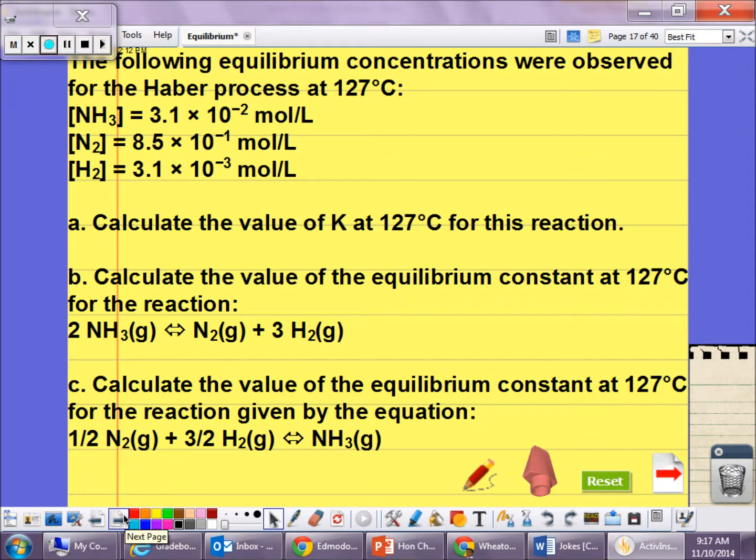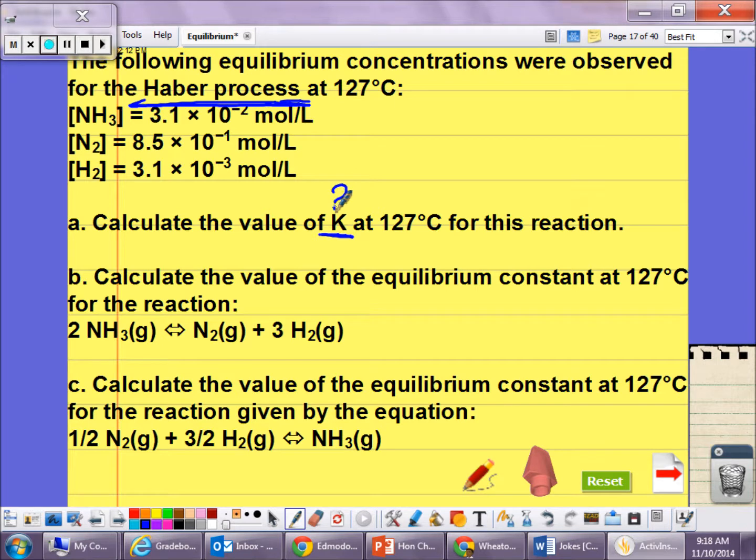So if you can pull out your calculator right now, please, and then help me. Let's solve this problem. The following equilibrium concentrations were observed for the Haber process. I need for you to get used to this. Haber process is the formation of ammonia from nitrogen gas and hydrogen gas. Whenever they tell you the Haber process, it is that equation. Now, they did not even give me the equation. They say calculate the value of K at 127 degrees Celsius for this reaction.